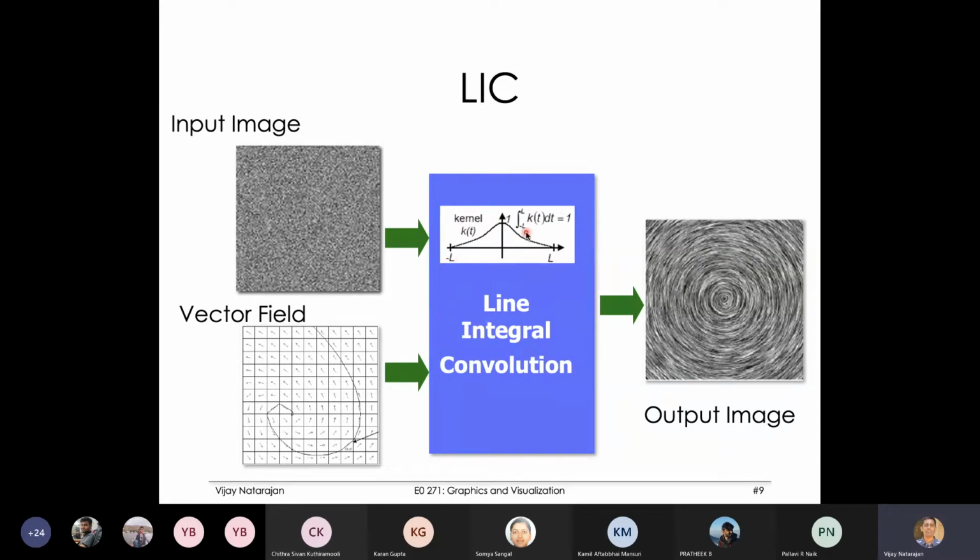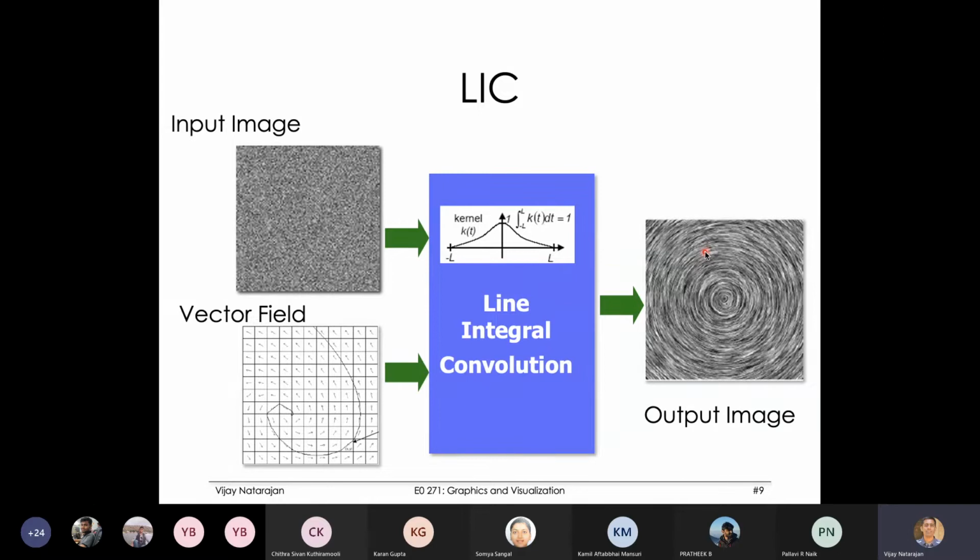And that convolution is what you compute for every point, and the resulting image is shown on the right. Those of you who have done image processing may have done convolution with different kernels, right? Here what we want to do is really 1D convolution. So you are essentially computing this integral along the streamline. This uses the noise image, and since it's convolved along streamlines, you capture the essence of the streamlines in your dense image.